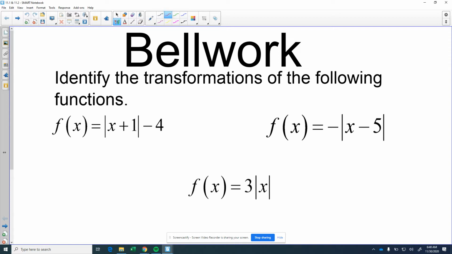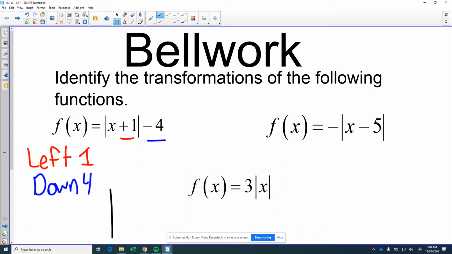Starting off, if we look at the first one here, we have a +1 on the inside and a -4 on the outside. Any value that's being added or subtracted on the inside always causes it to go left or right, and it was opposite. So this one would have a left 1 movement, and then the 4 on the outside, because it's minus, would go down 4. So if we were going to graph this out, we would go left 1, down 4, and it would look something like this. We could use those transformations to our advantage.